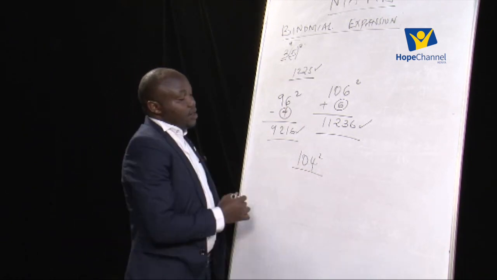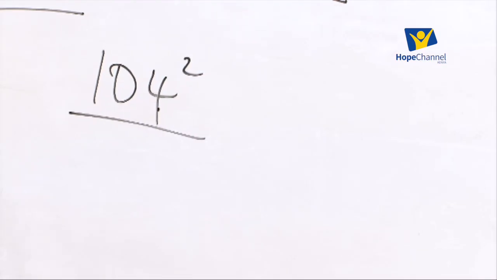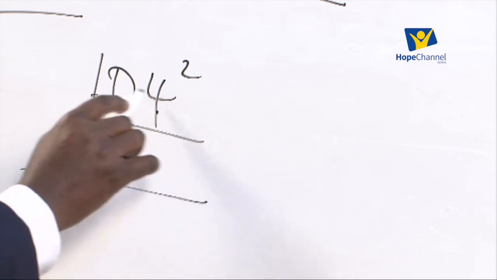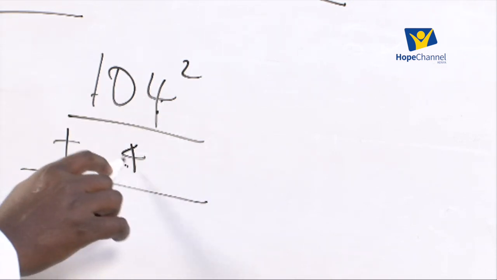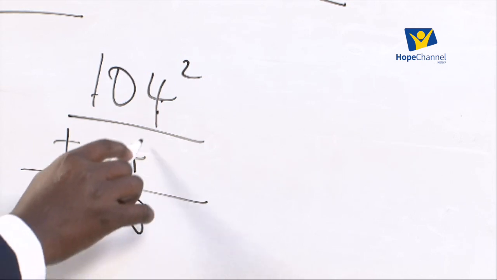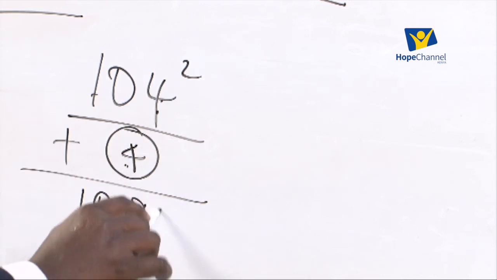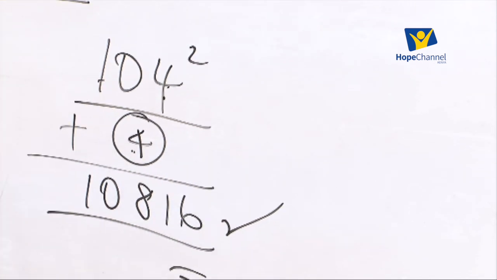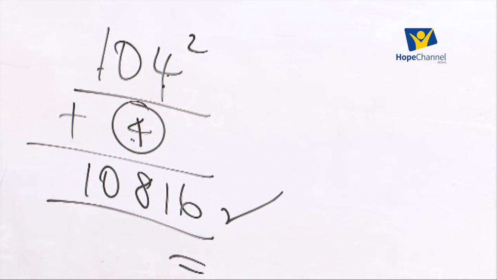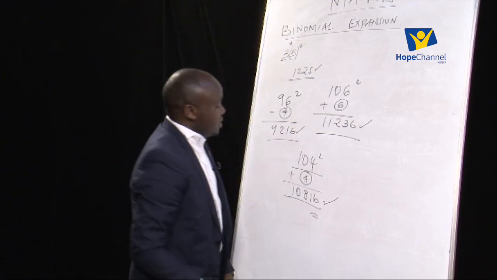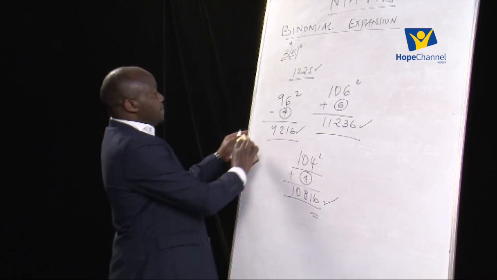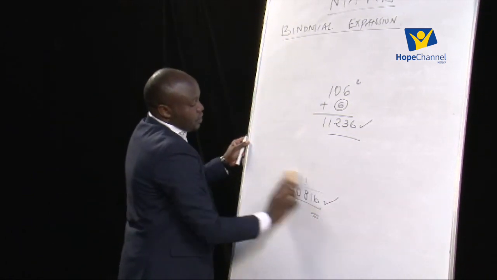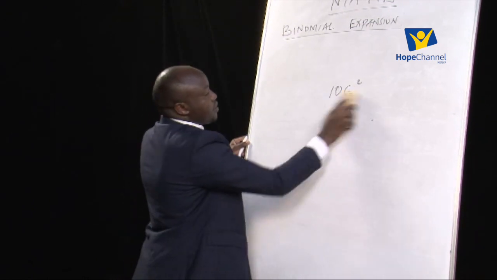How far is 104 from 100? It is 4. So 4 has been added to 100 to get 104. So add 104 plus 4, which is 108. Then square that number. 4 squared is 16. And that becomes your rightful answer to 104 squared. That is just to make you understand mathematics quite easily. Now back to our topic of binomial expansion.